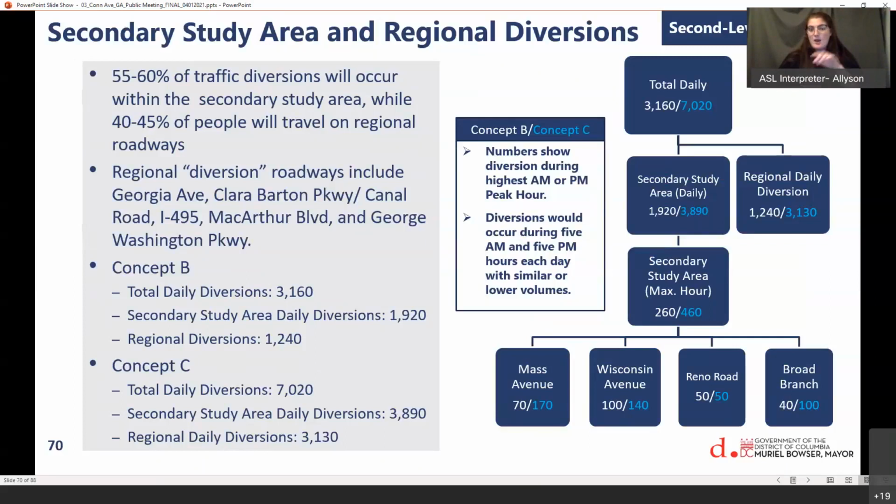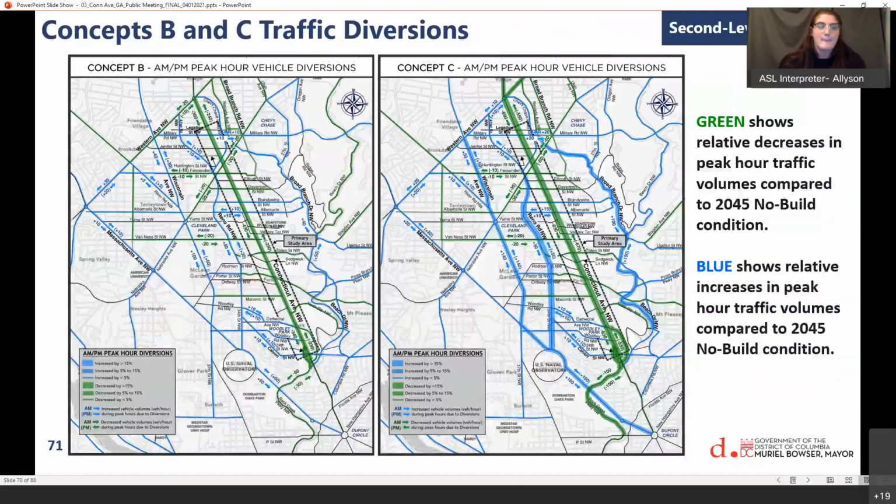Next slide, please. This slide represents the diversions graphically using green lines to show decreases in peak hour volumes and blue lines to show increases in peak hour volumes. You should note that the line weight does not represent the total volume of the diversion. It represents the relative increase or decrease as compared to the 2045 volumes. In other words, just because it's a wider line does not mean there's more diversion than a narrower line.